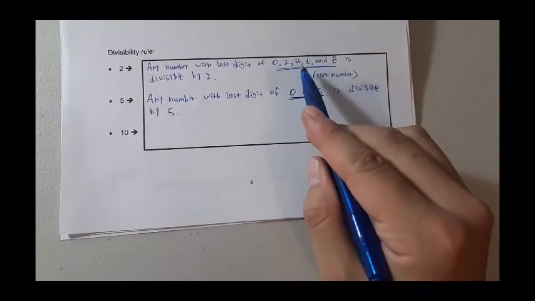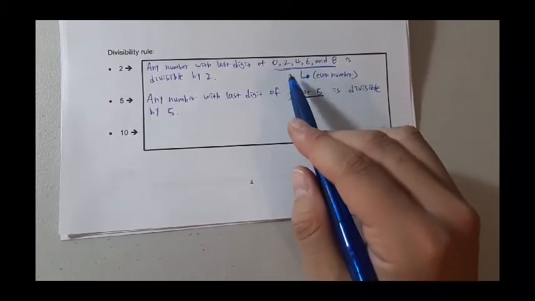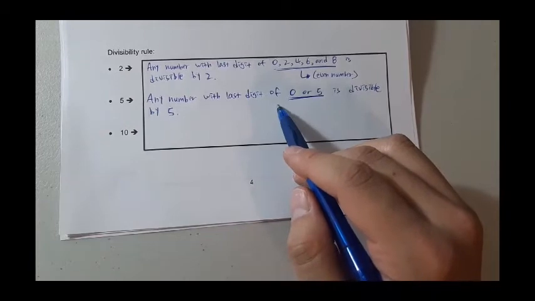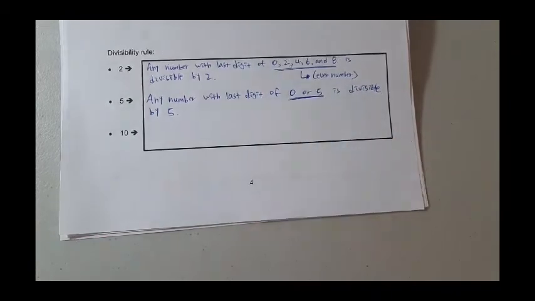Once you understand the divisibility rules for 2 and 5, you will notice that it is easy to figure any number out even without using your calculator. Just look at your last digit. If it's an even number, then it's divisible by 2. If it ends with 0 or 5, that means it's divisible by 5.